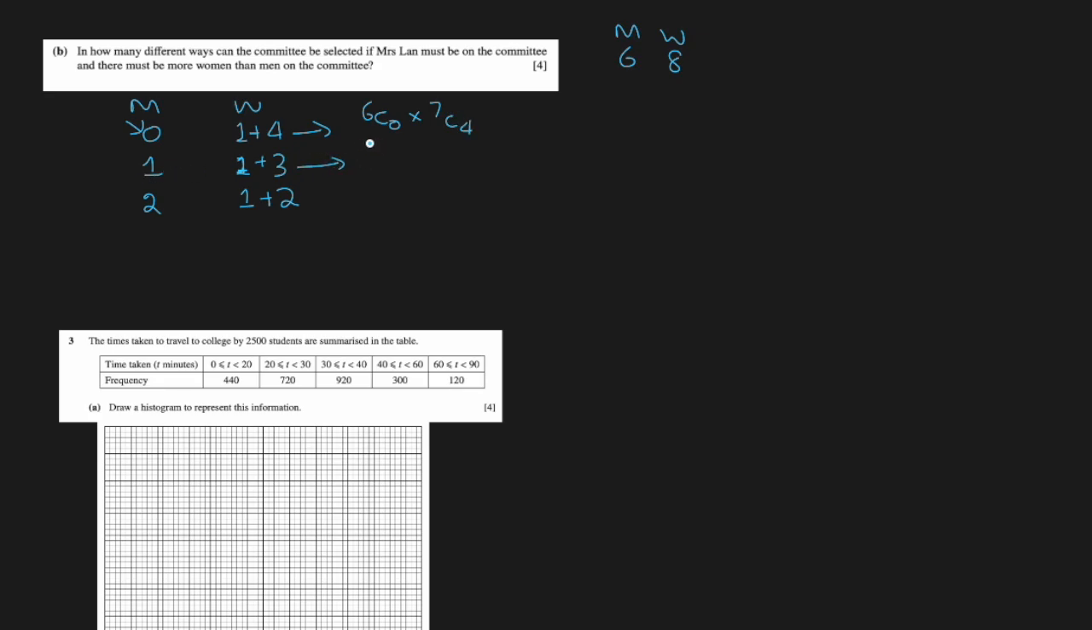Similarly here we need 1 man and 3 women from 7. Then we have selection of 2 men and selection of 2 women, right? We are not selecting Mrs. Lynn because she's already there. It's confirmed. So either this will happen or this will happen or this will happen. So we'll add these 3 cases. Okay, so you can very carefully put this in a calculator and I get 560 when we do this.